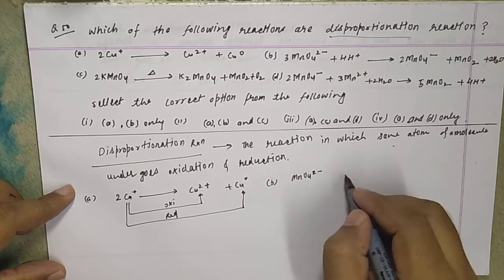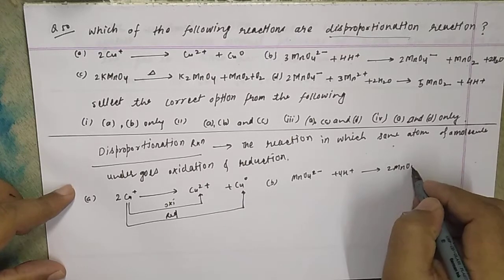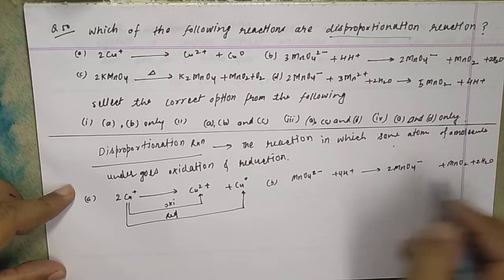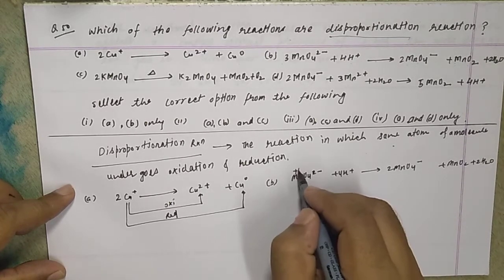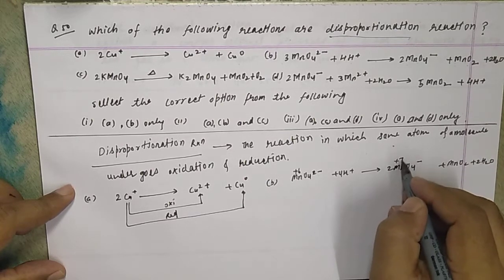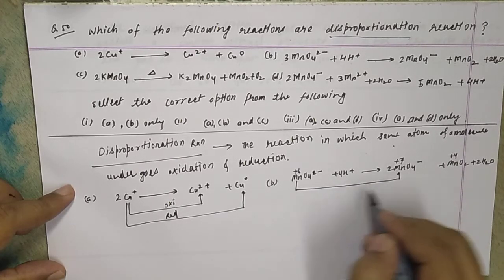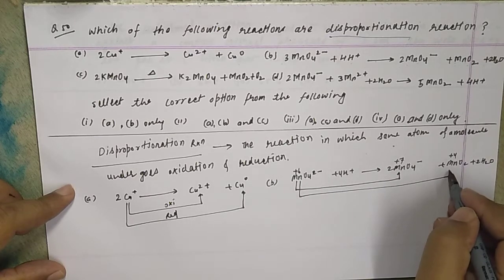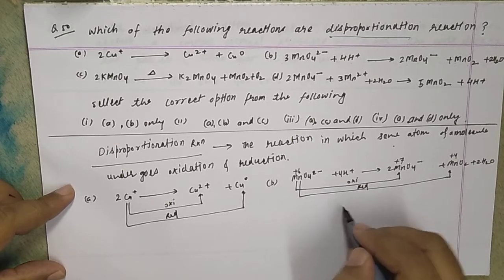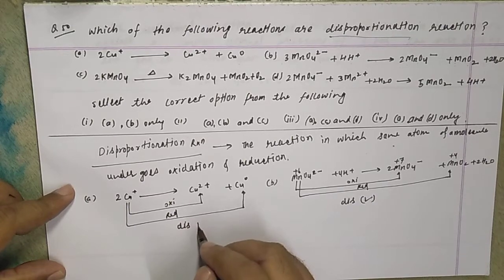MnO4 2 minus reacting with 4H plus is giving 2 MnO4 minus plus MnO2 plus 2H2O. Here it is plus 6. Here 8 minus 1 is plus 7, and here it is plus 4. So if you see here, one is increasing and one is decreasing. So this is oxidation and this is reduction. So this is an example of disproportionation, correct? And this is also disproportionation, correct?